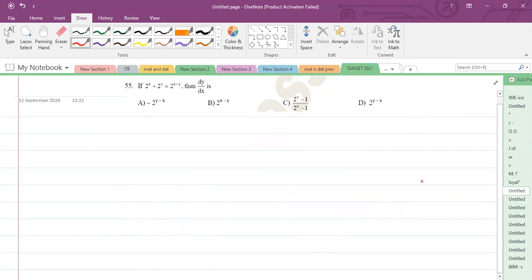Next question. So this is a problem on differentiation. This is a differentiation problem.